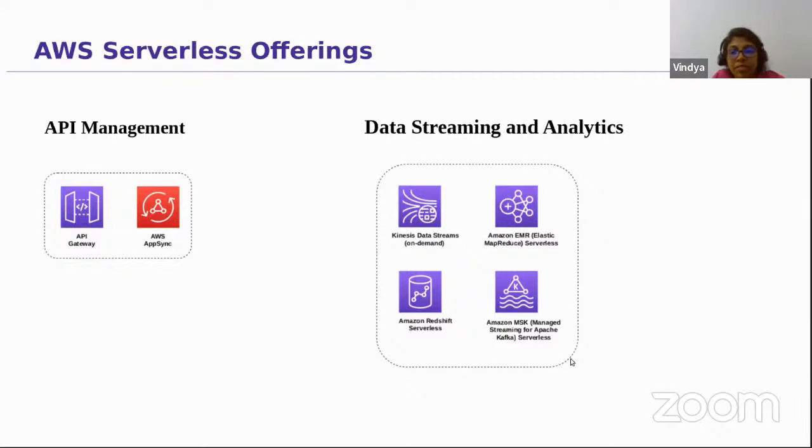And then we have EMR, when you want to work with big data workloads with Apache Hadoop, Spark. We also have the serverless option with that now. And with Redshift, if you like working with data warehousing, now you have a serverless option. And even the managed Apache Kafka service that we have with AWS also has a serverless option now. And there are some more. So these are the basic ones I thought you might know.